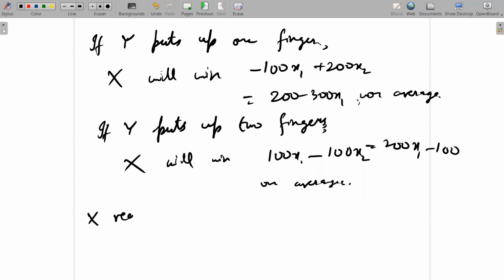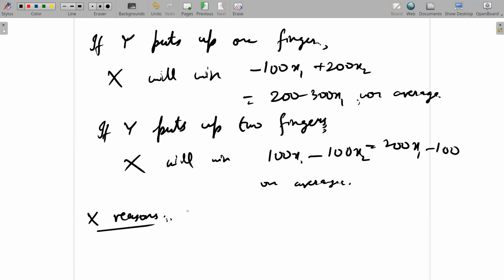So x reasons. So I have this mixed strategy. After some time, so this is like a frequentist approach to statistics, right? You make some observations to guess the probabilities x1. Let's say after you played this game 50 times, you notice that x put up one finger 10 times and put up two fingers 40 times. So that means you've figured out that with probability 1 over 5, x is putting up one finger, and with probability 4 over 5, he's putting up two fingers. Okay.